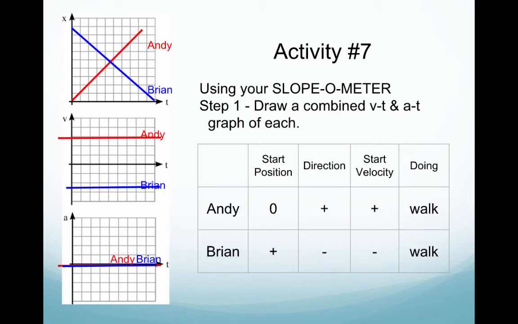Let's look at another one. This was activity number 7, or card number 7. Andy started at a 0 position, went in a positive direction. His starting velocity was positive, and he's walking. Brian started at a positive position, went in a negative direction. His starting velocity was negative, and he is walking. This was hopefully Andy and Brian walking toward each other. Notice that Andy's VT is positive and Brian's VT is negative, but both of their ATs are 0.